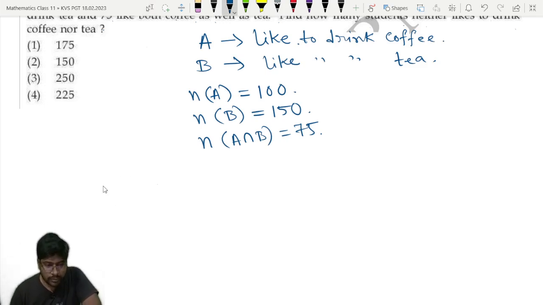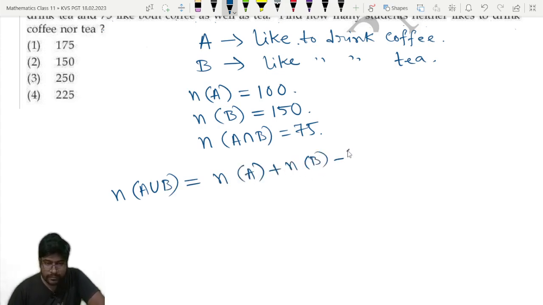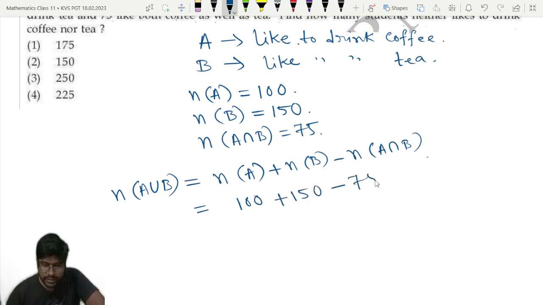So the number of students who like either coffee or tea or both, that is the number of A union B. By the formula we know, number of A union B is equal to number of A plus number of B minus number of A intersection B. So what is number of A? That is given, 100. What is number of B? That is 150, and number of A intersection B is 75. So from 100, if we subtract 75, it will give us 25, plus 150. So that is equal to 175.